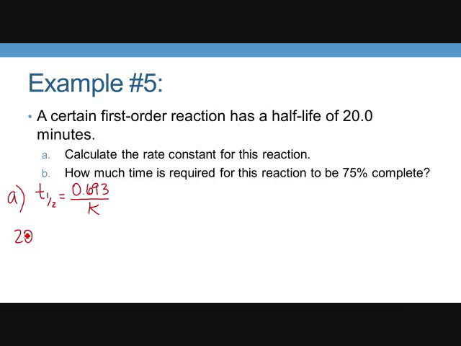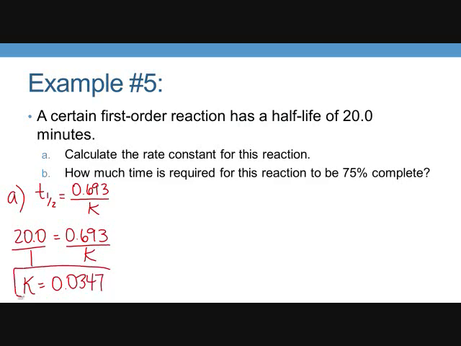So we have 20 minutes equals 0.693 over K. Maybe think about it as cross-multiplying to help you figure out what K will be. It's not as simple as taking 20 divided by, but when you do solve, the rate constant is 0.0347. Okay, so that's A, what we needed. We just simply use the equation.